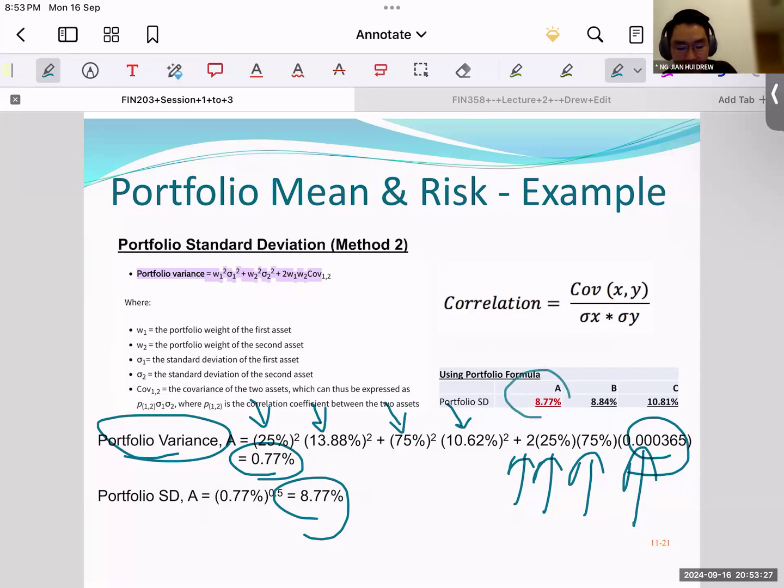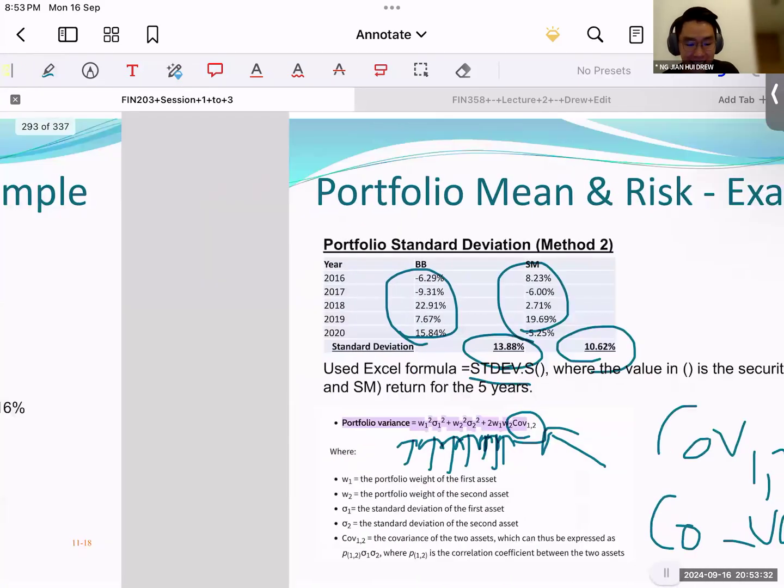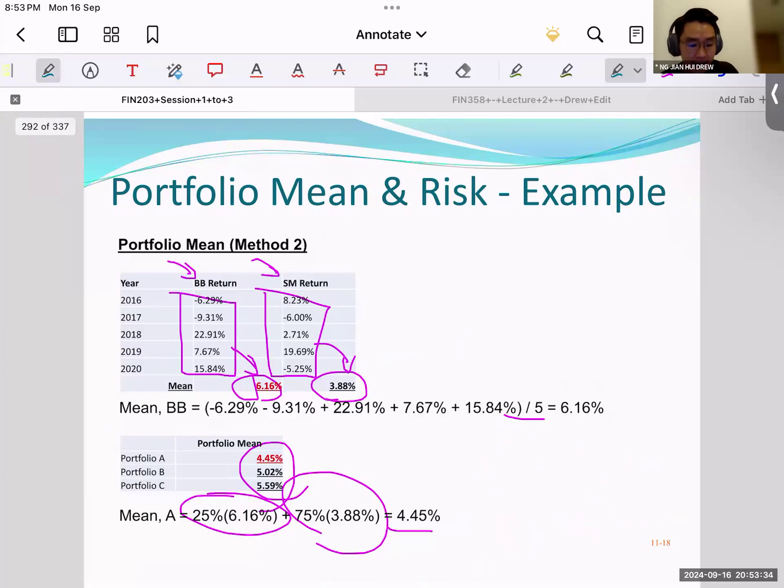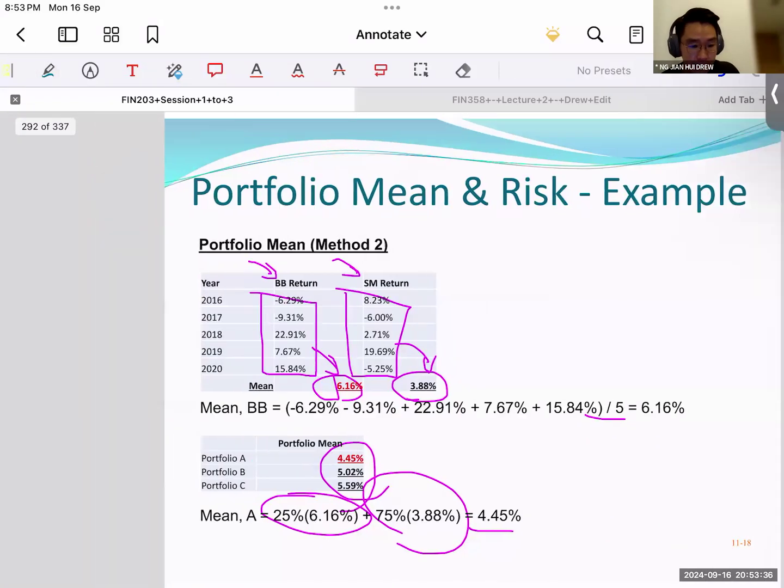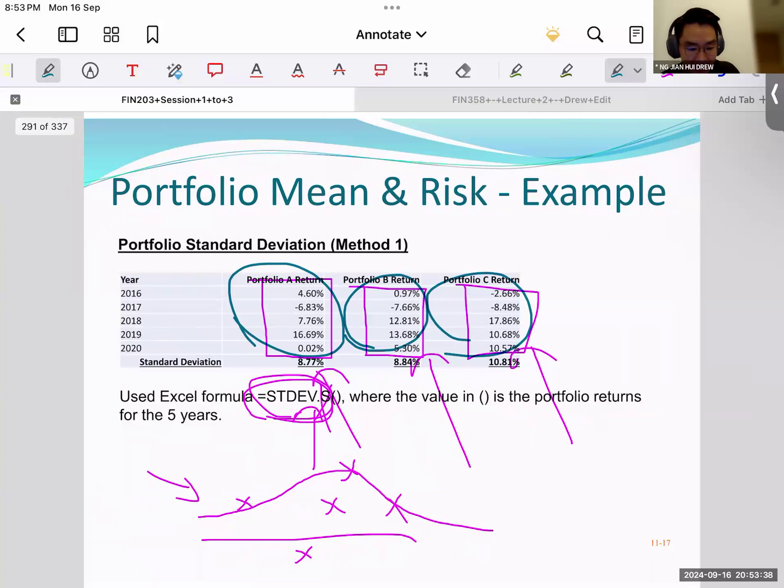So if you compare this 8.77 from method 2, the finance method, with the statistical method, can you see that it's exactly the same, 8.77.